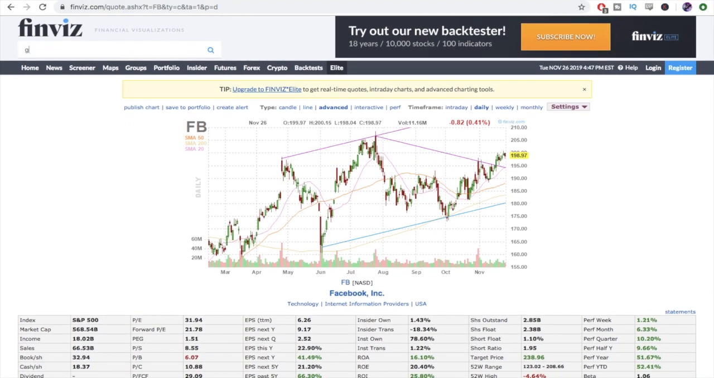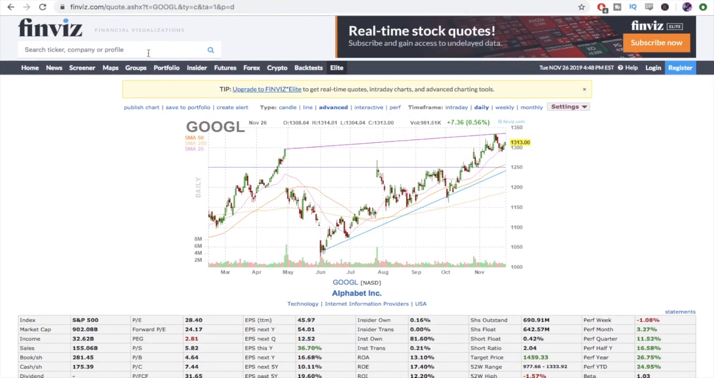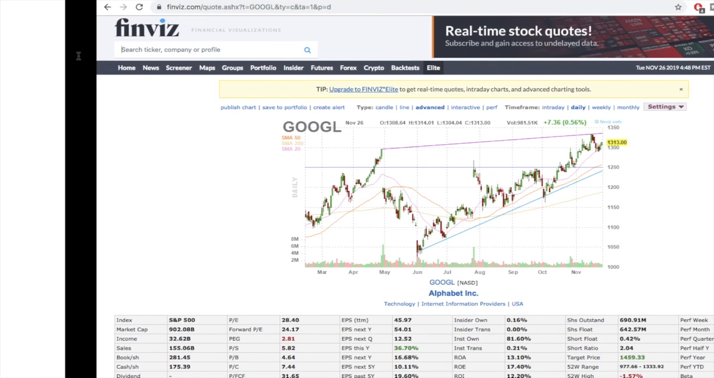If we go to a company like Google, again, we can see their PEG ratio is really high, 2.81. Even though the company is growing at 10% a year, their PE ratio is 28. So this would mean that it might not be a great time to buy a company like Google right now.